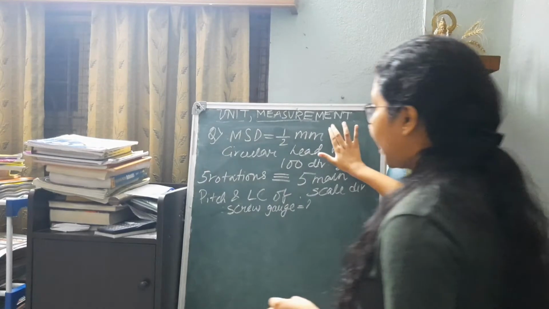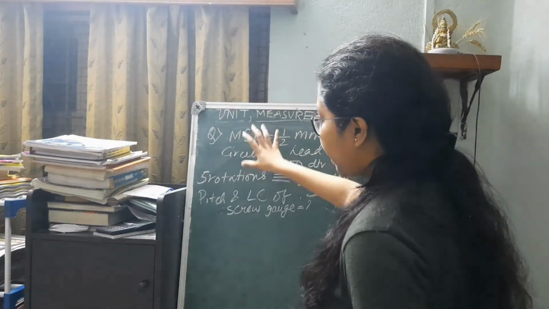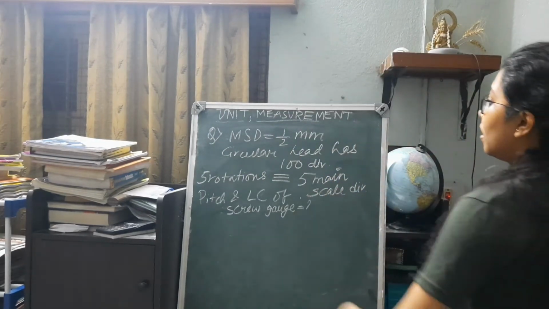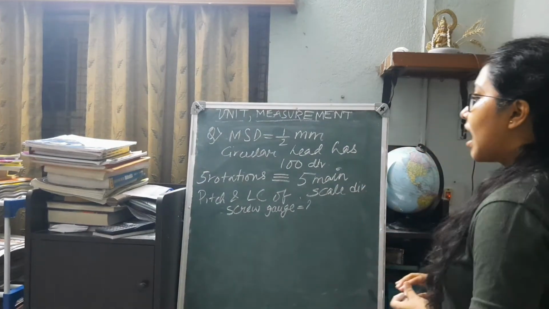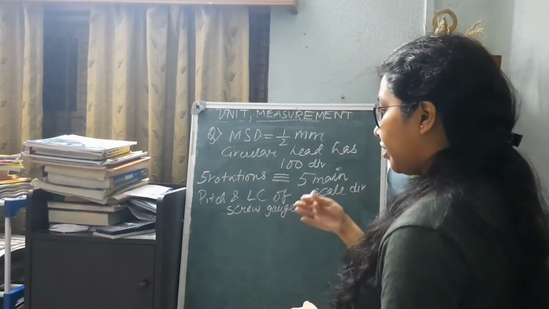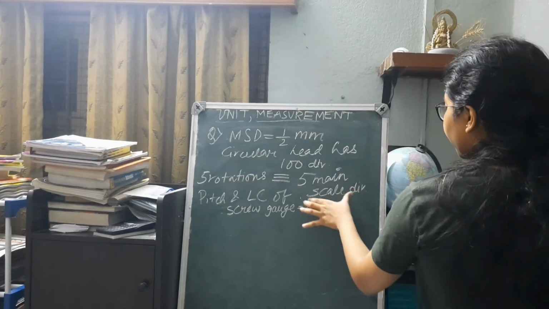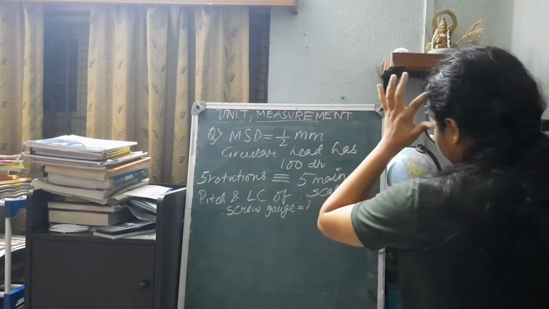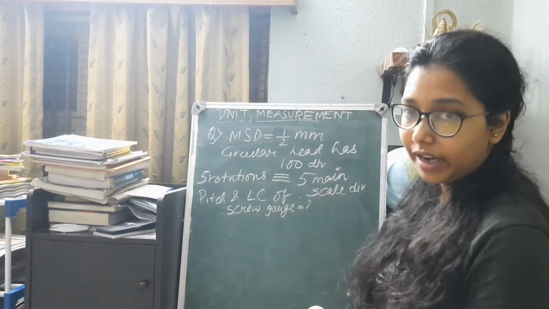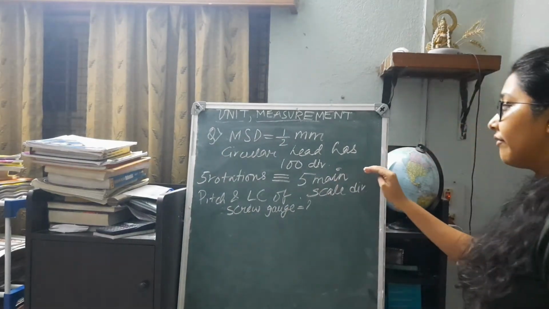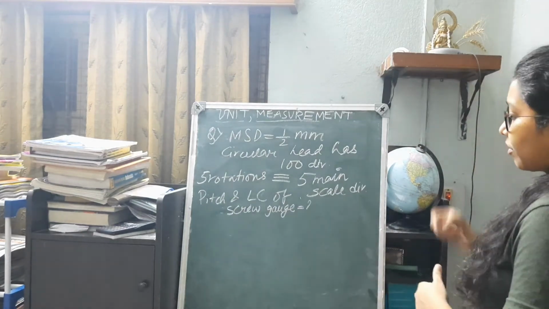In this question I have just written down the given details: one main scale division is half a millimeter. The circular head has 100 total divisions, and upon 5 rotations of the circular scale, the distance moved is equivalent to 5 main scale divisions. That is, 5 rotations of the circular head is equivalent to 5 main scale divisions.